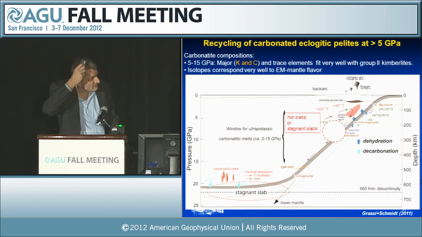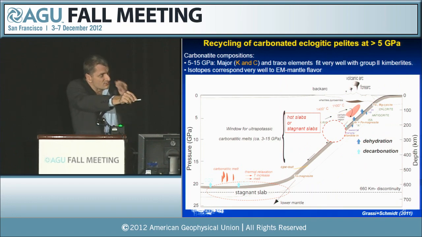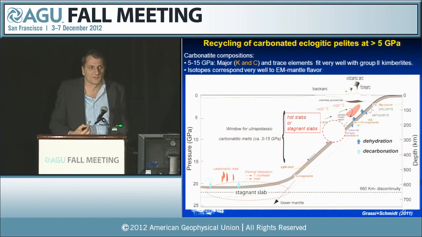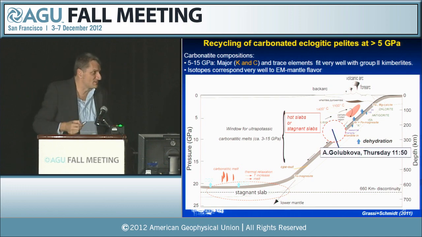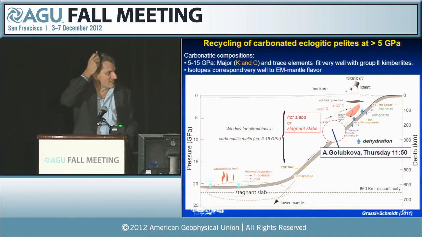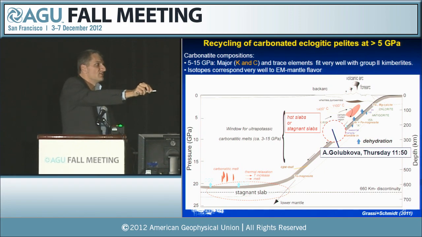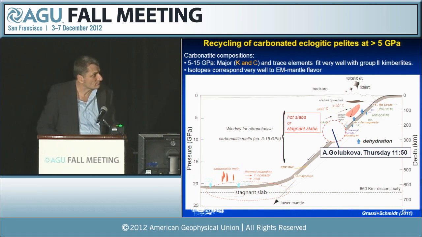This brings us to this slide. In this region, you have these ultrapotassic carbonatites. If they go in here into the mantle, they will react with the mantle. If you want to know what happens there, you should go to the talk of Anastasia Golubkova on Thursday. This is prone for kimberlite source region. Otherwise, you can do something down here.